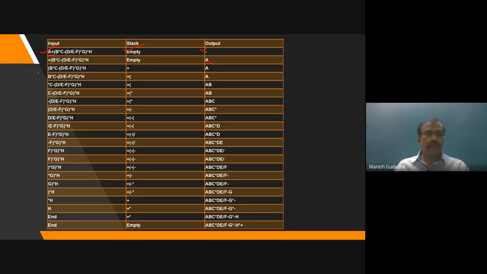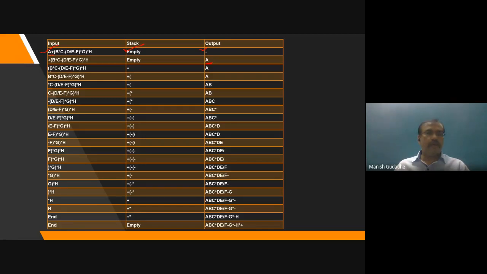Then comes the symbol plus. If it is an operator, push it onto the stack if there is nothing on the stack. There is nothing, the stack is empty, so it is pushed onto the stack directly. Now what is the position? This is the expression remaining to be scanned, this is the stack position, and this is the output position.